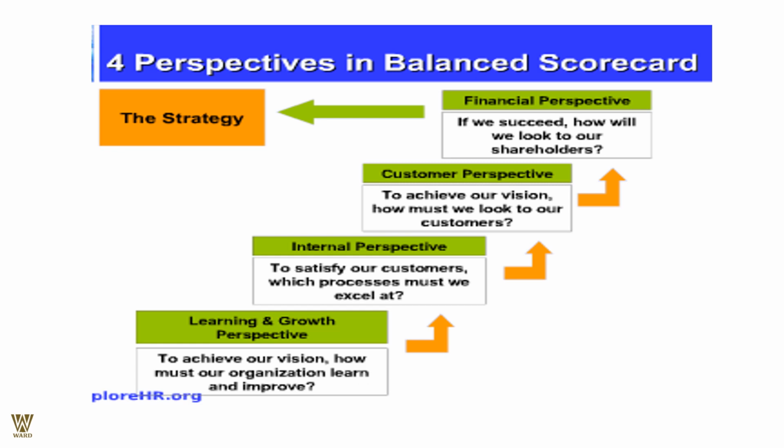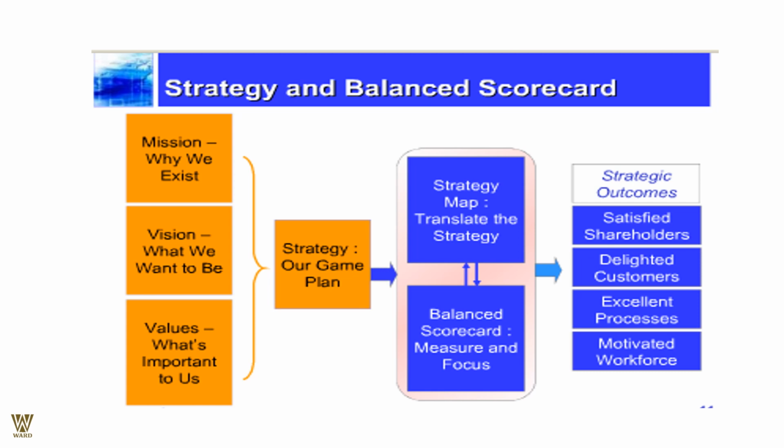Four perspectives in the balanced scorecard method. There are just four, as I keep on saying. First and foremost is strategy. This strategy can only come from the financial perspective, as in how we are managing our funds, where we are sourcing them from, and how we capitalize on the extra money that comes in. Again, from the customer perspective, to achieve our vision, we must look at what we are doing. Internal perspective: to satisfy customers, which processes must we excel at. Learning and growth perspective: to achieve our vision, we must have our organization learn and improve as the case might be.